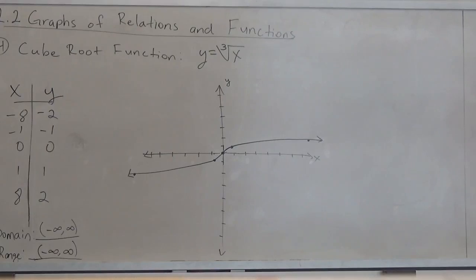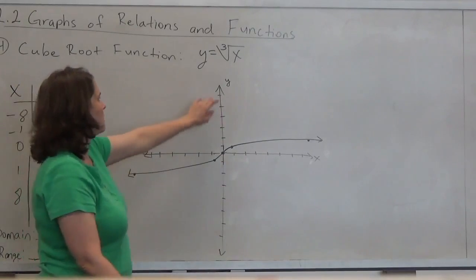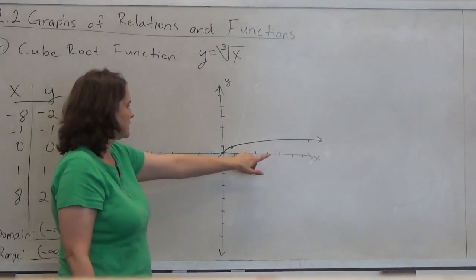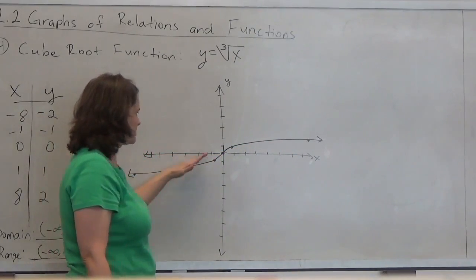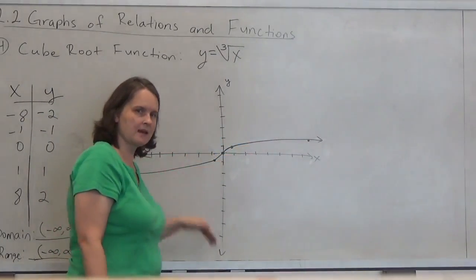So again, you need to commit this to memory. The cube root function is this S-looking shape that's long and flat around the x-axis.